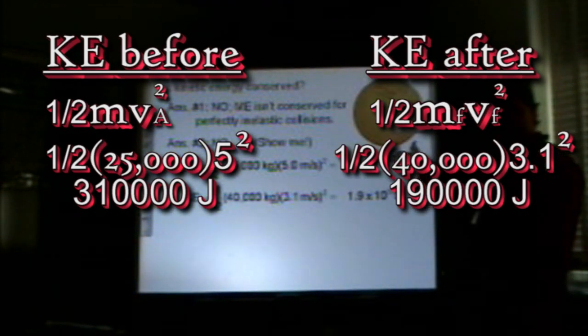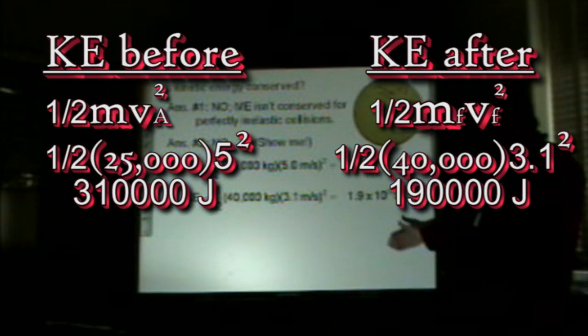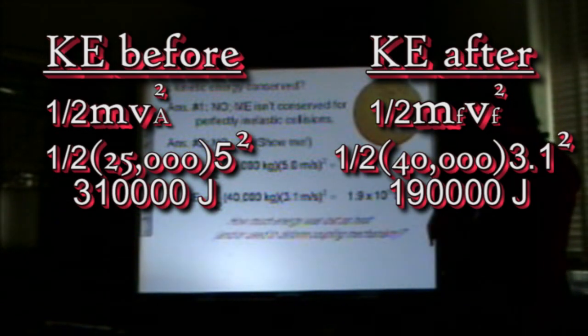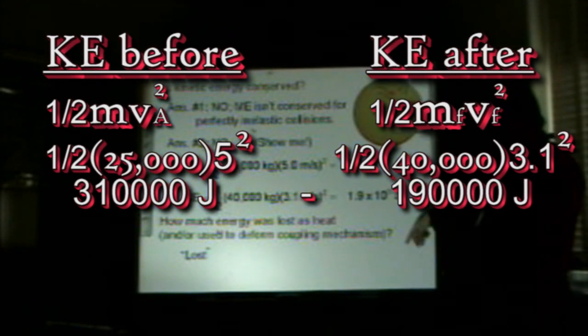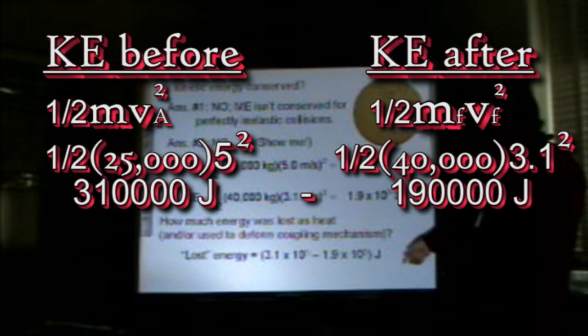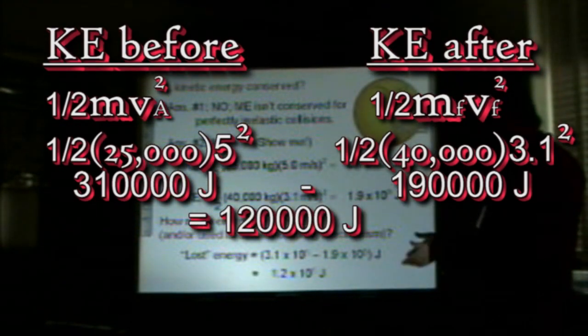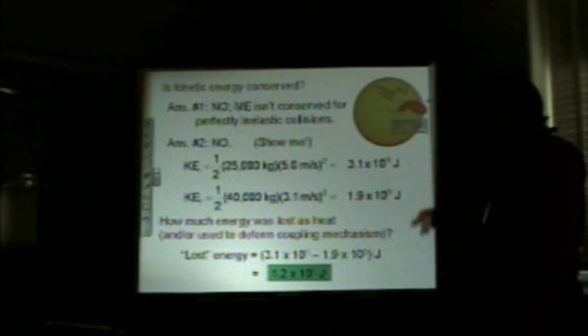So it's not conserved. It's like almost half, right? Yeah, pretty much. So how much energy was lost? How do we find that? We subtract the two. Okay. And we get 1.2 times 10 to the 5th joules of energy were lost. We're not conserved. All right.